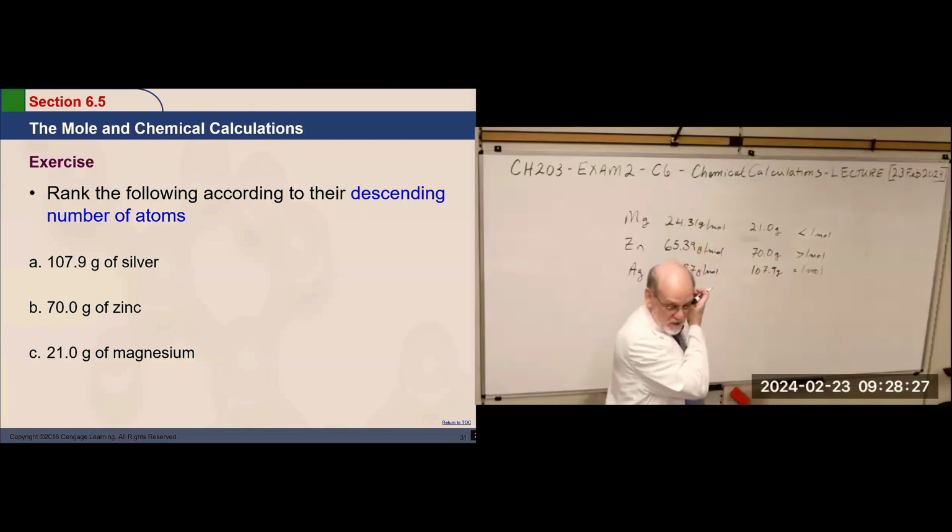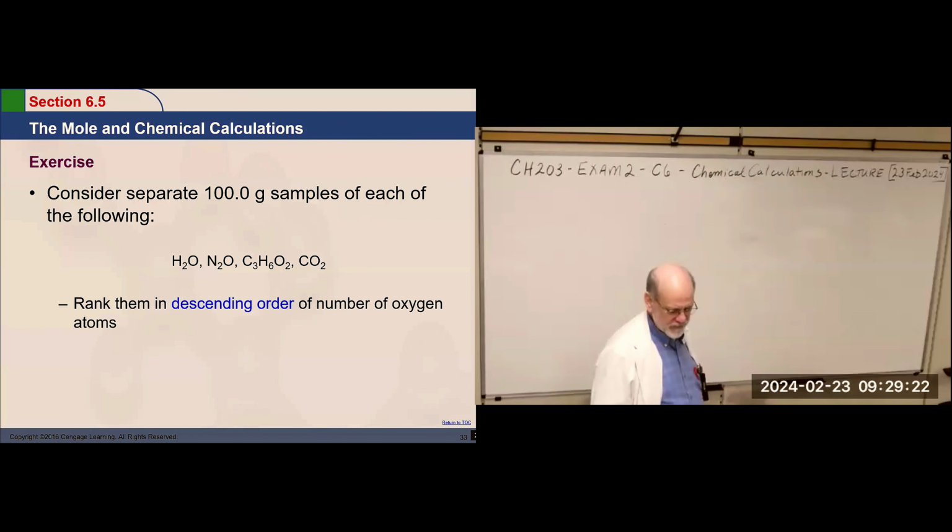I think for the next one, I'm going to have to use Henry Ford. Set up an assembly line. 100-gram sample of each of the following compounds. Descending order of number of oxygen atoms. All right, so let's put them up here.